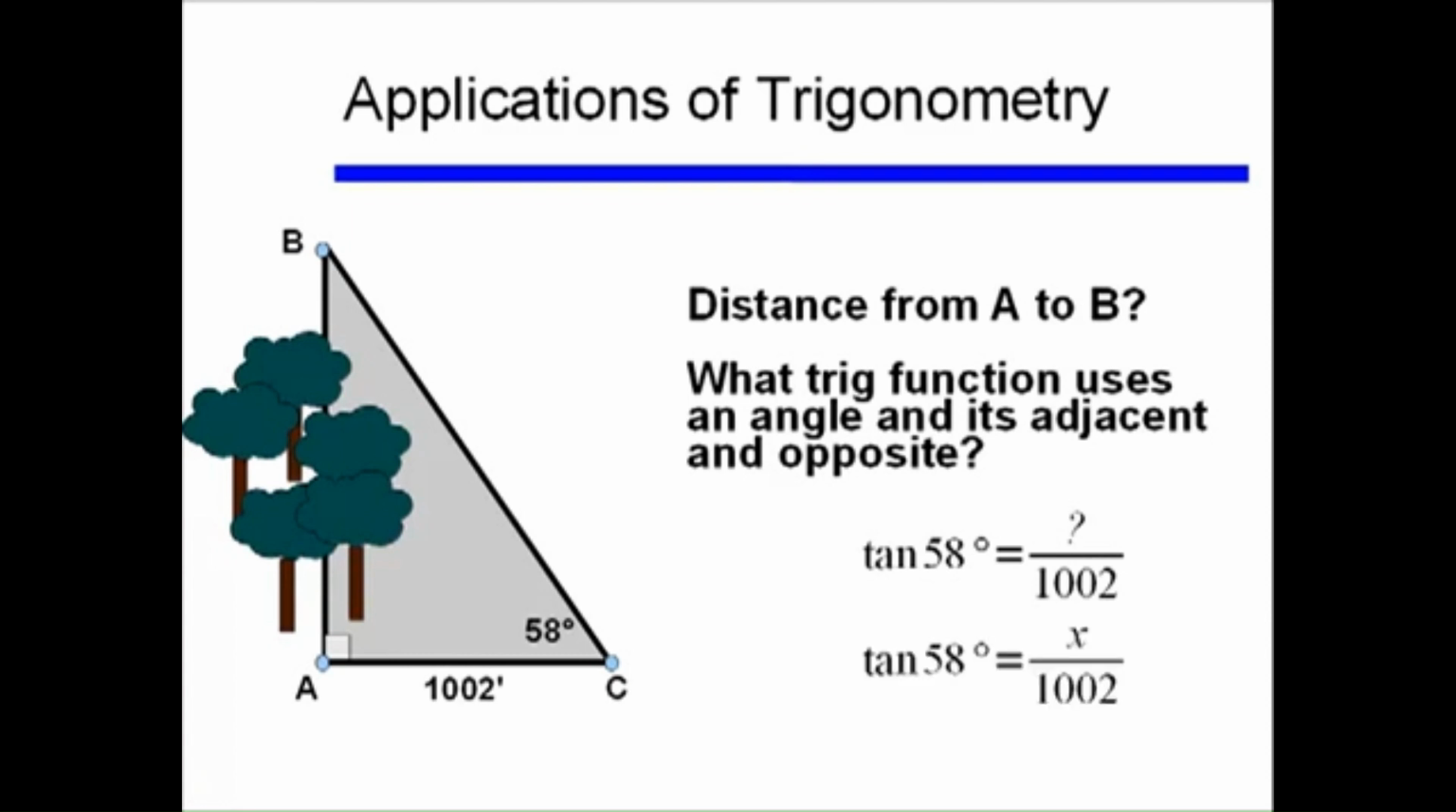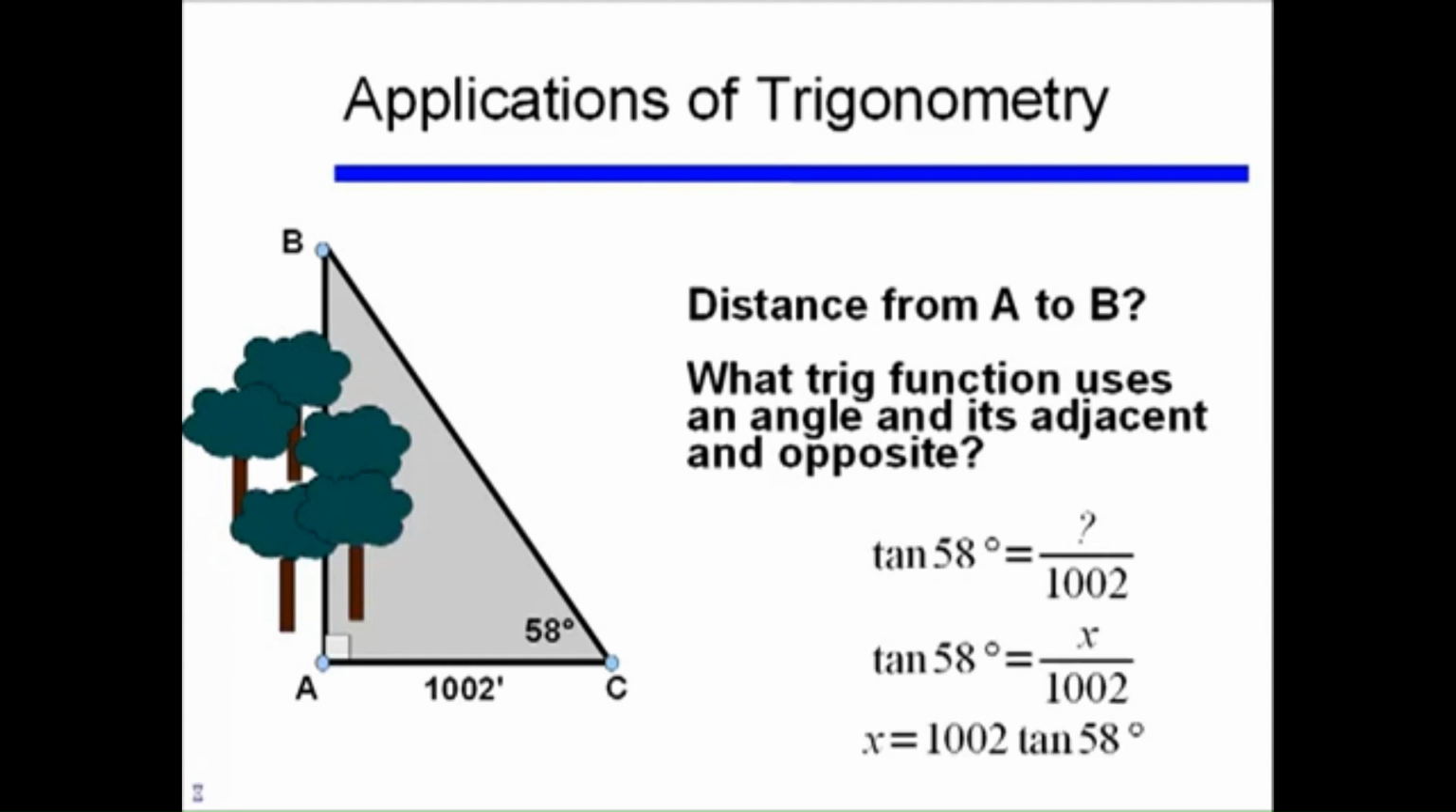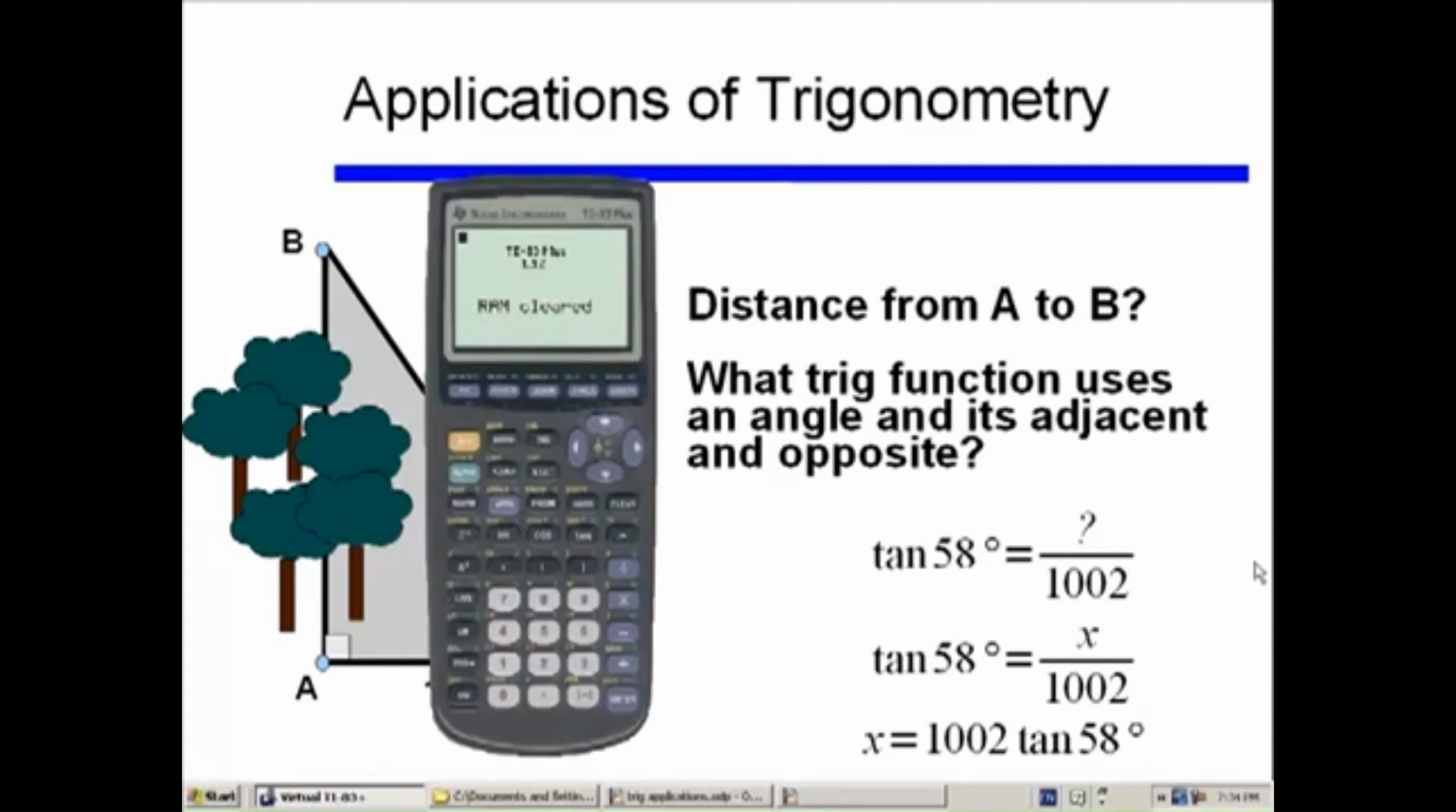And I don't like using question marks. Let's use x. Let's have that be our unknown. If I cross multiply, I find that the value of x is equal to 1,002 times tangent of 58 degrees. Well, we're going to need to use our calculator for that, since 58 degrees is not one of our special angles. So let's pull up our calculator.